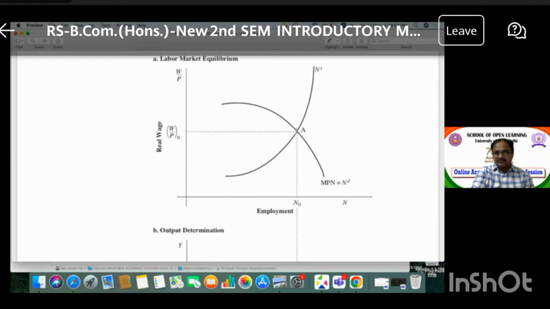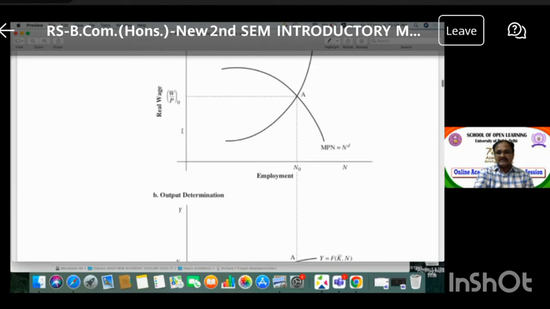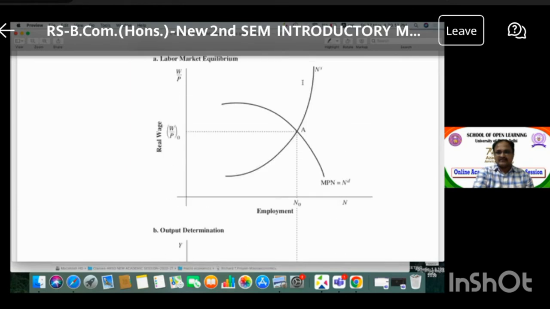At this equilibrium point, the equilibrium level of employment is N0, and the real wage is W by P, 0. This is the real wage. So this is the demand and supply curve. The supply curve is upward sloping, that is the Ns curve. At the level of labor N0, the wage rate is W by P. Got it? So Nd is equal to a function of W by P, that is the demand curve, and Ns is equal to a function of W by P. Both are equal at a particular point. This is the equilibrium level of employment.